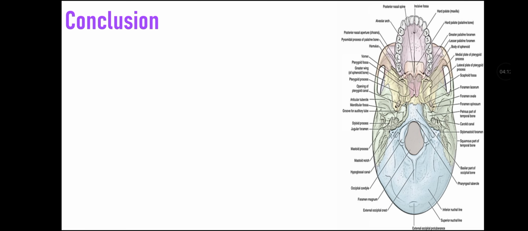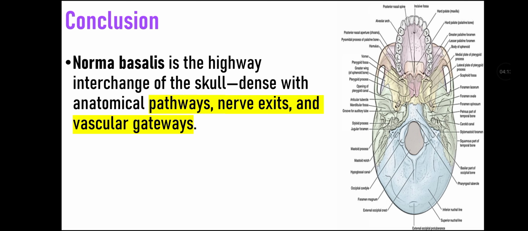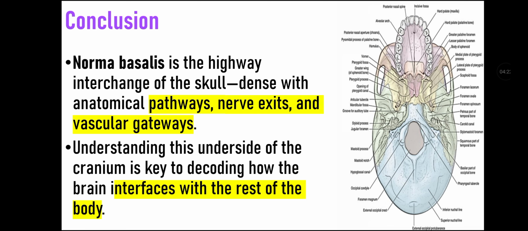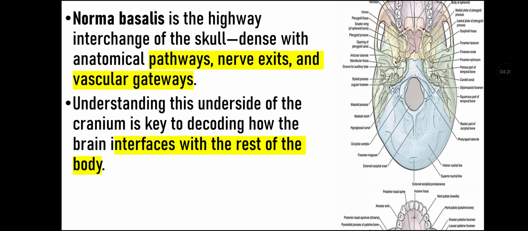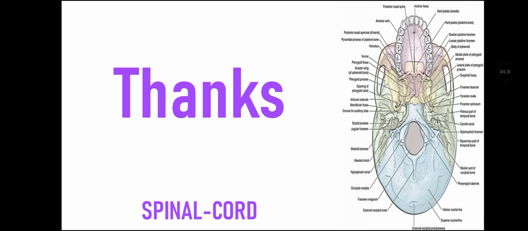Now let's talk about conclusion of this lecture video. Norma Basalis is the high interchange of the skull, dense with anatomical pathways, nerve exits, and vascular gateways. Understanding this underside of the cranium is key to decoding how the brain interfaces with the rest of the body. And this was all about Norma Basalis.